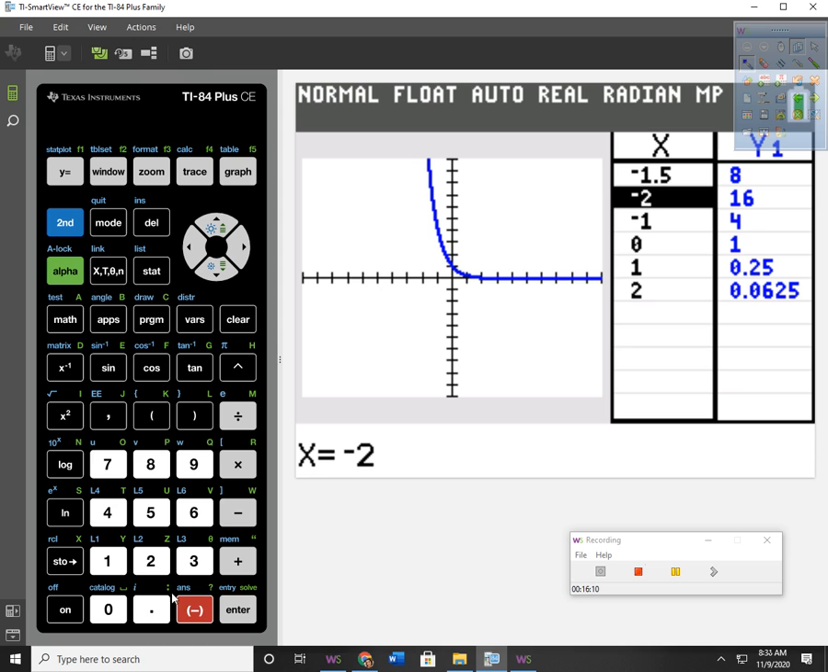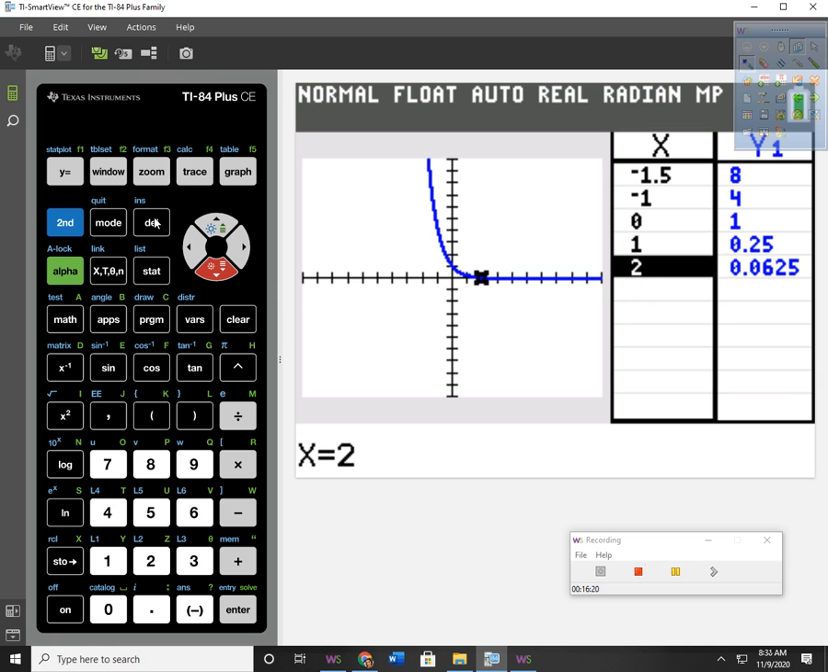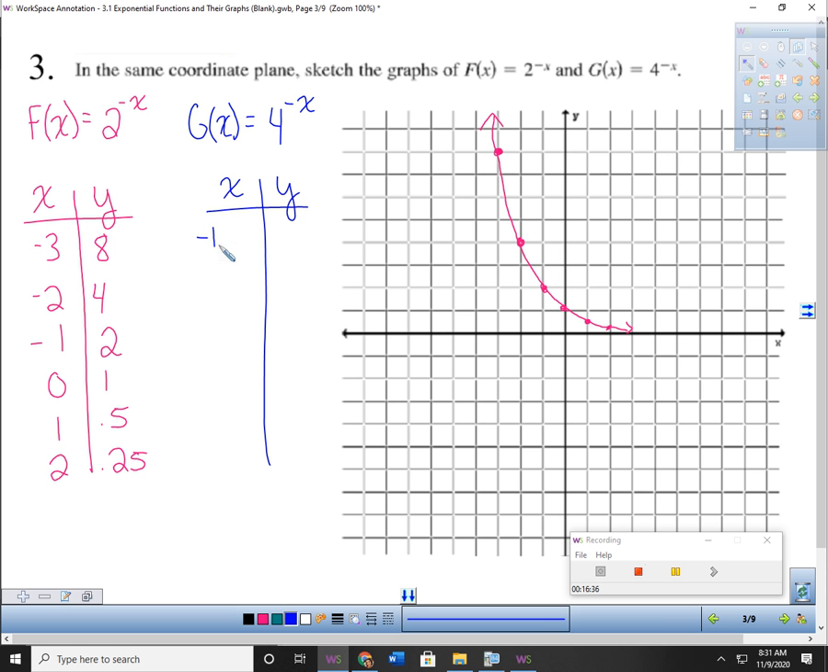And that works out really well. I'm going to go ahead and just fill these in. 0, 1. Now, at 1, I'm already at 0.25, right? So I really don't need to go any farther than that. So I'm going to go with the negative 1.5, the negative 1, 0, 1, which would give me the 8, 4, 1 and the 0.25. So negative 1.5, 8, negative 1, 4, 0, 1, 1, 0.25.